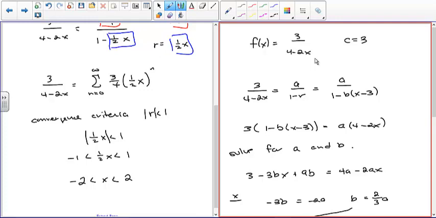Yes. Yeah. So it's x minus c. So if c is positive, it's going to be x minus 3. If it's negative, you'd have x minus the negative 3, which would be plus 3. Yeah.